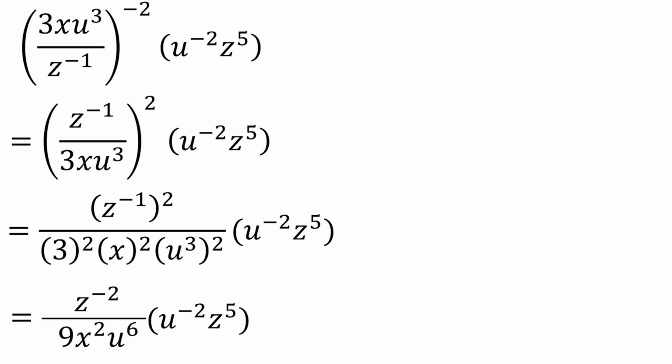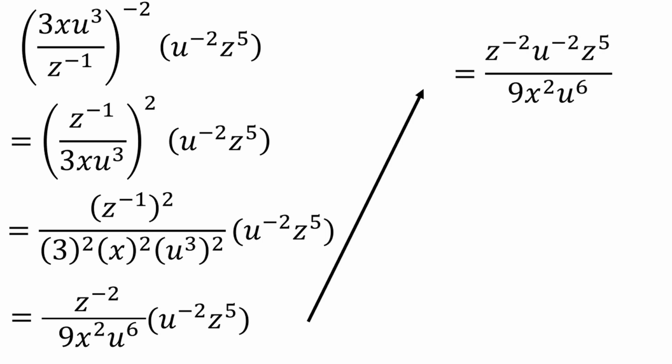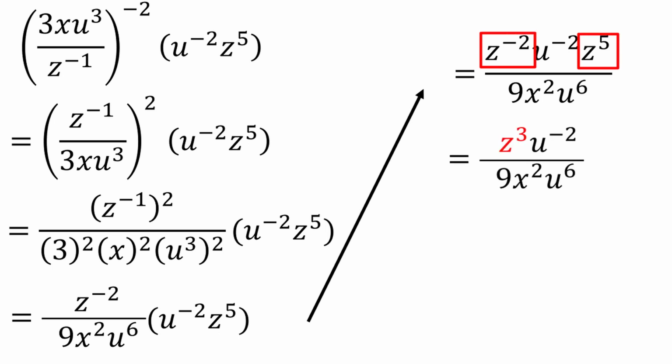We can rewrite this all as one fraction. z to the negative 2nd power times u to the negative 2nd power times z to the 5th power divided by 9x squared u to the 6th. Simplifying the z terms, we have z to the 3rd, as negative 2 plus 5 is 3.